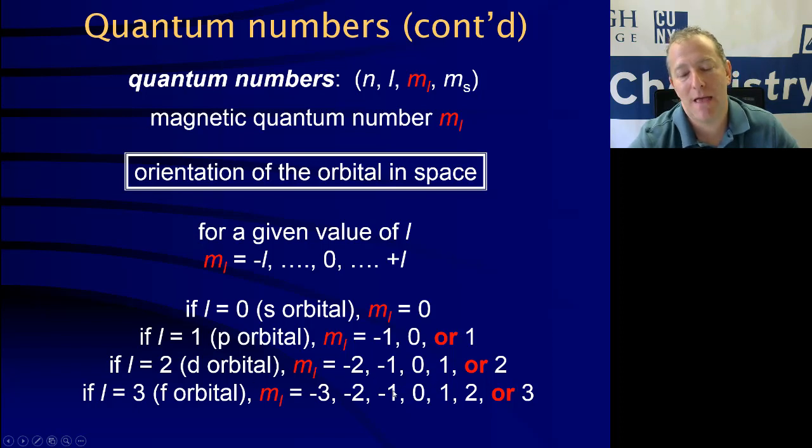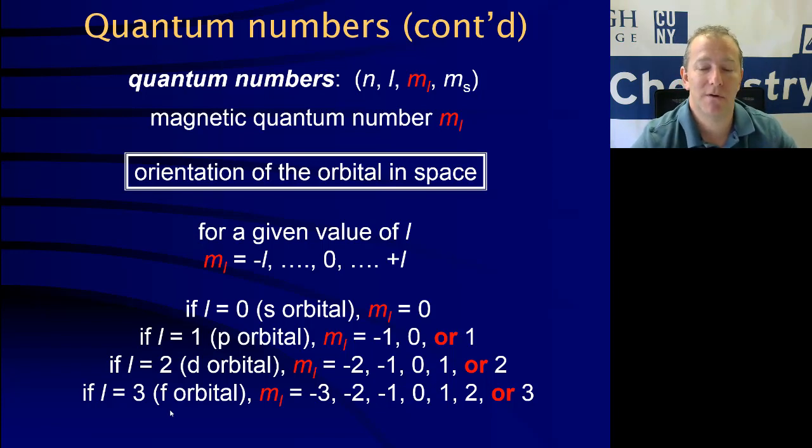7 ML values for L equals 3: negative 3, negative 2, negative 1, 0, 1, 2, or 3. Right? 7 different values of ML for L equals 3. And that's as high as we go. Again, g orbitals aren't known, but it would be values of negative 4, negative 3, negative 2, negative 1, 0, 1, 2, 3, and 4 for L equals 4. But such elements are not known. So from negative L to positive L are your allowed values of ML.